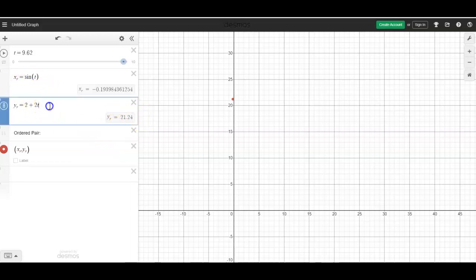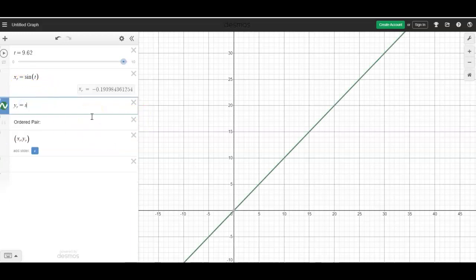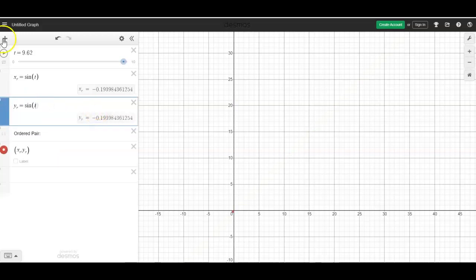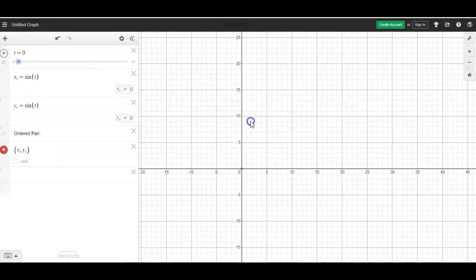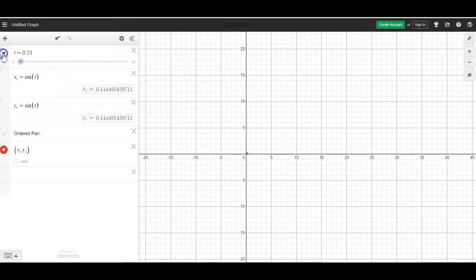Again, I could continue to make this interesting and say, what if both of these were equal to sine? Let's see what happens to that particle in this case.